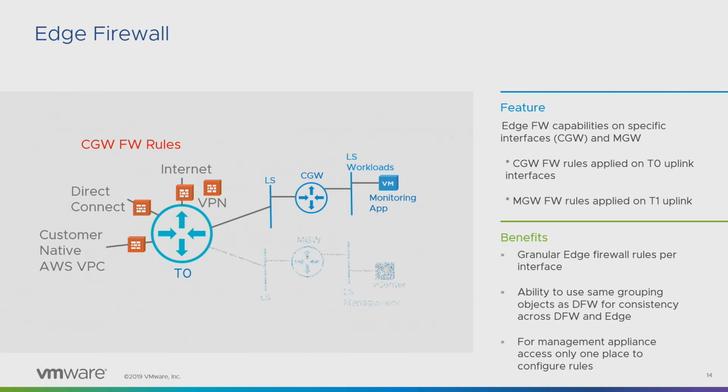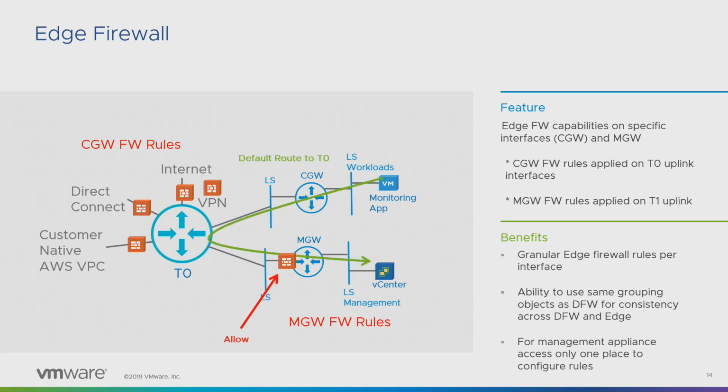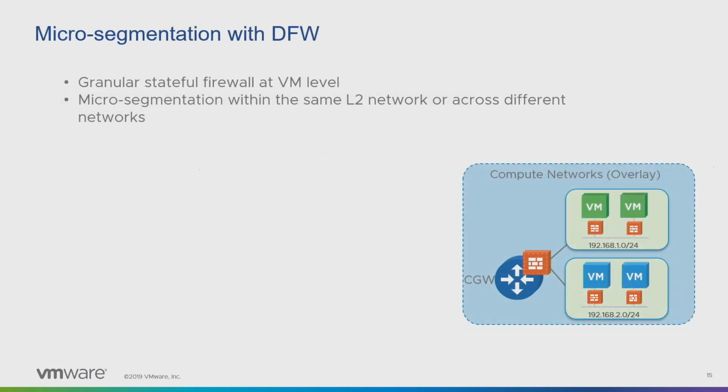I can also take the grouping objects based on IP address and apply them on the MGW firewall to control access to my management components or vCenter. I can also use those grouping objects in my security policies with the distributed firewall, which provides that microsegmentation capability, right? So here I can do microsegmentation within the same L2 network, or even across different tiers.